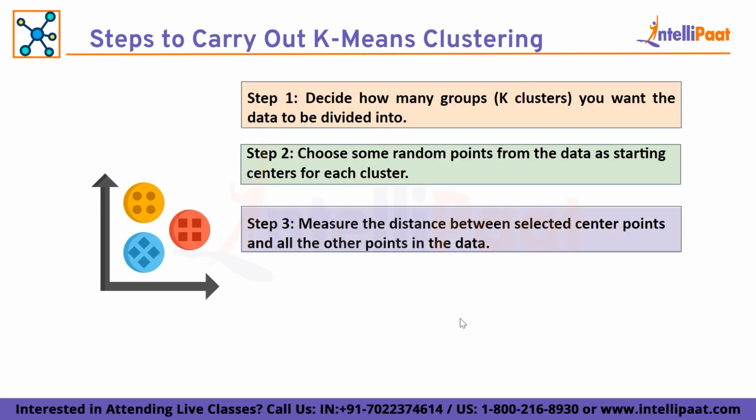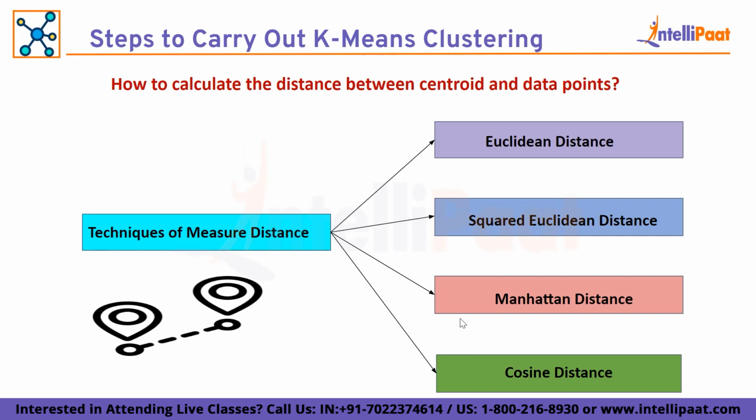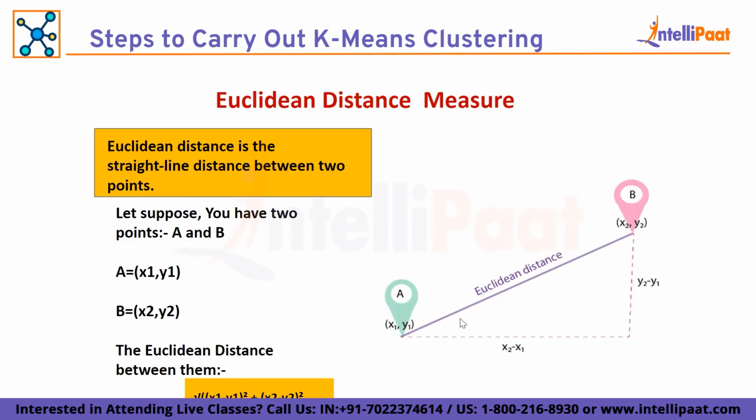The third step is to find out the distance between the data points and the centroid. To measure distance, there are 4 types of methods: Euclidean distance, squared Euclidean distance, Manhattan distance, and cosine distance. In this video, we will be discussing Euclidean distance. So, this is the distance between 2 points and it is a straight line distance.